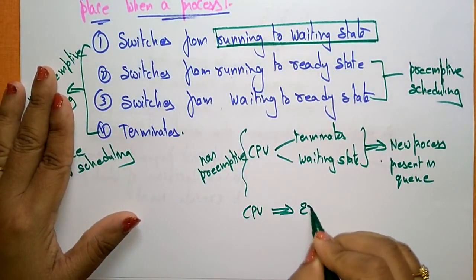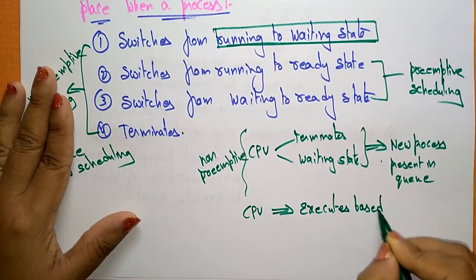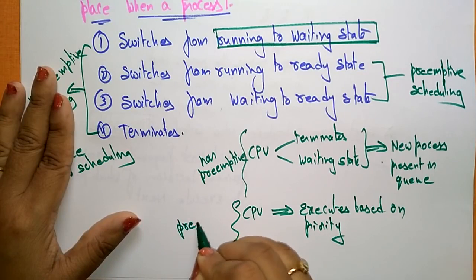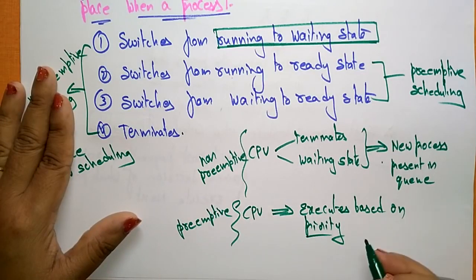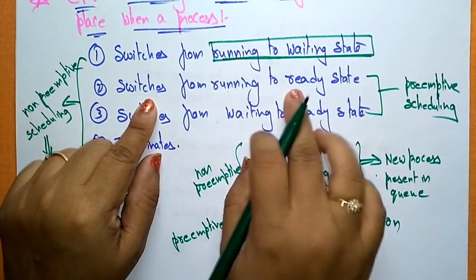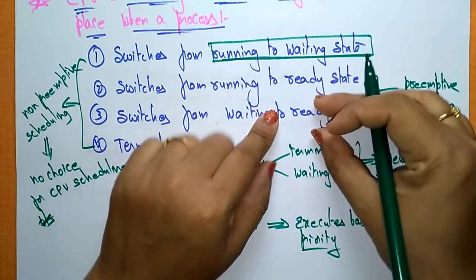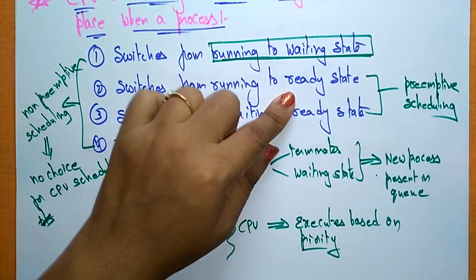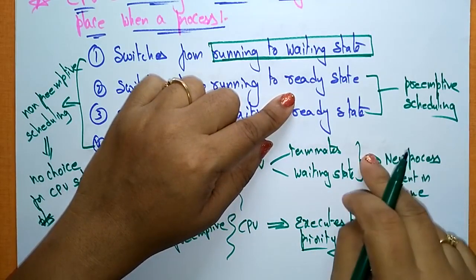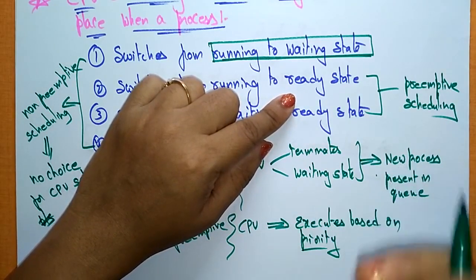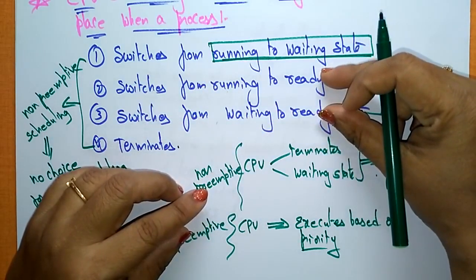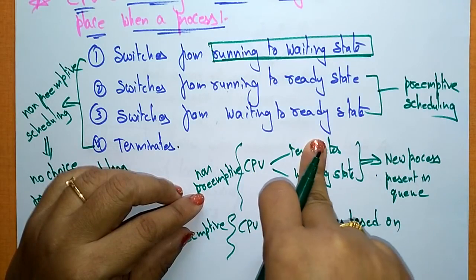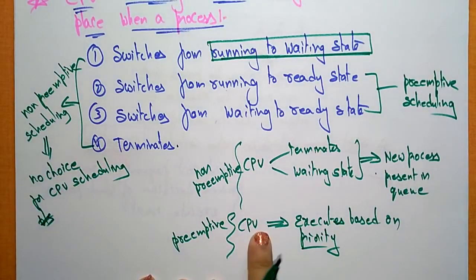The CPU executes based on priority. That you call preemptive. What do you mean by this? It's based on priority. Here the process switches from running to ready state and waiting to ready state. Whenever the process is in ready state, the CPU has a choice. It can execute that process, or if some input output interrupt occurs or some other device's highest priority process comes into the queue, it will execute that instruction and hold this process. After the completion of that process, the CPU again comes back to the ready state process. So here a choice will be there for the CPU.